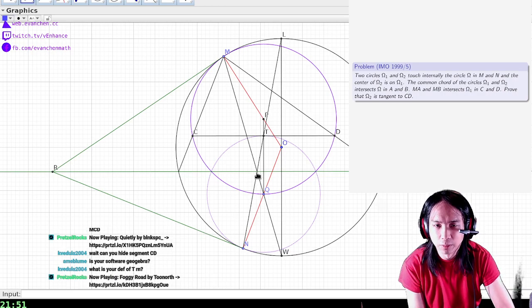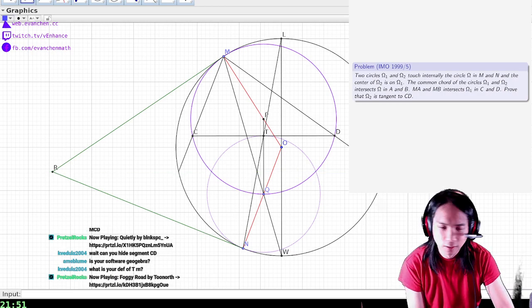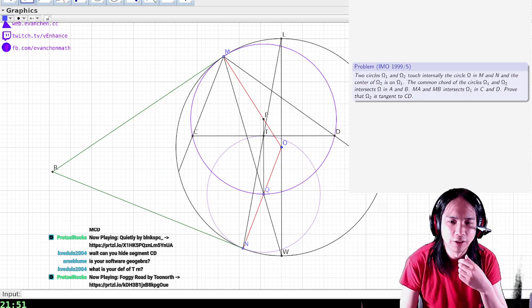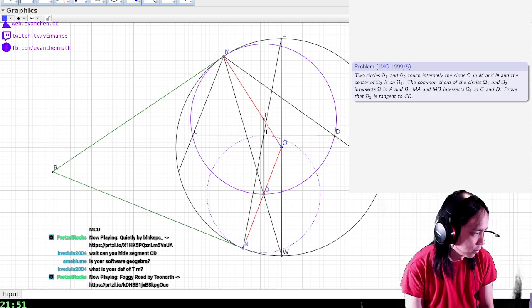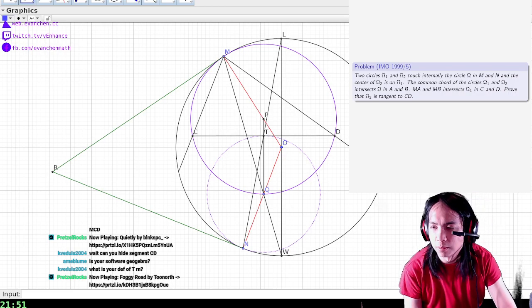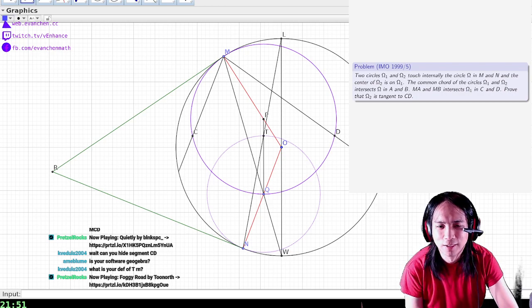That point might actually be pretty useful. Maybe. What is your definition of T right now? I have no idea. That's the problem. Yeah, this is GeoGebra. Can you hide segment CD? Oh, that's a good idea. How do I feel about that? I guess it makes sense because we're not doing anything with it.